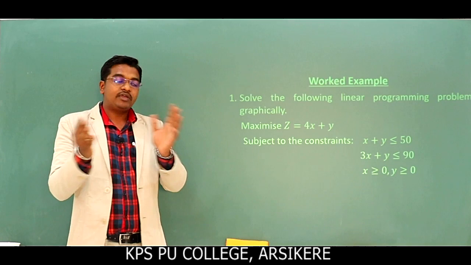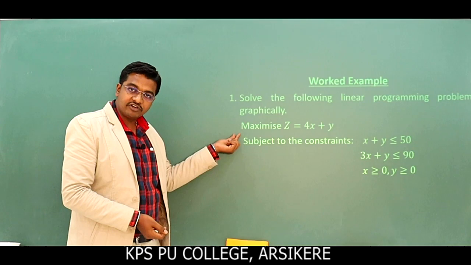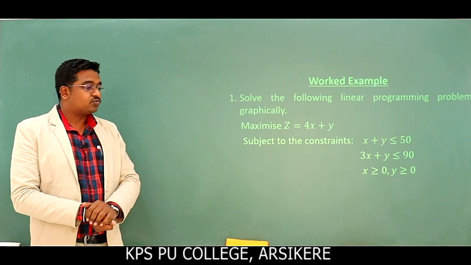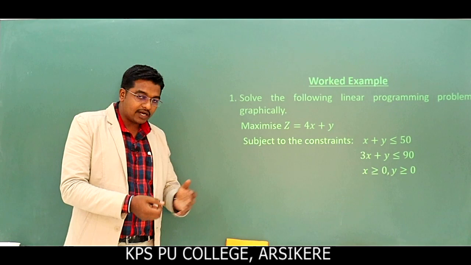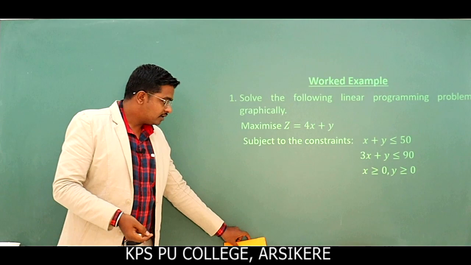But here it is given directly. Maximize the objective function z is equal to 4x plus y subject to the constraints x plus y less than or equal to 50 and 3x plus y less than or equal to 90 and x greater than or equal to 0 and y greater than or equal to 0. We have already discussed this problem. Solution: first write the constraints given.